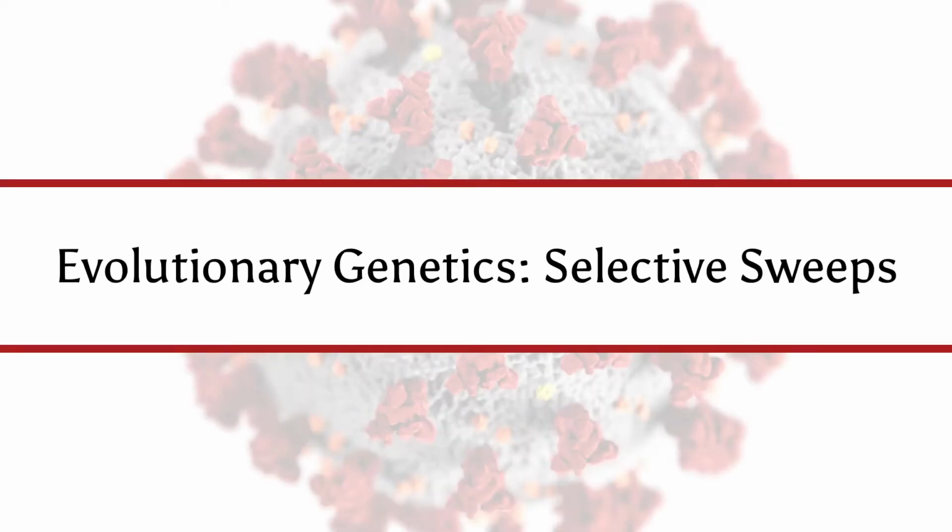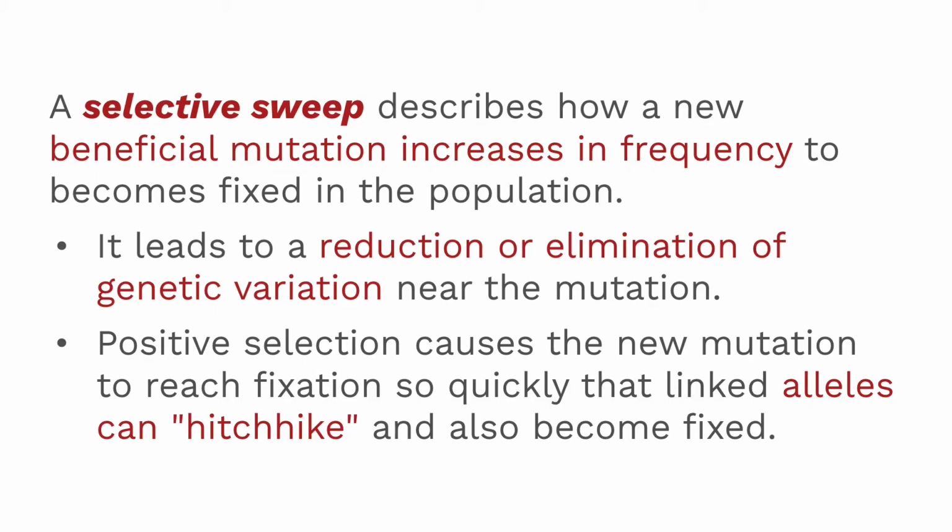So first up, selective sweeps. A selective sweep describes the classical way of how we thought that a beneficial mutation increased in frequency to become fixed in the population, meaning every single individual in the population has the variant. It might not be the only way that adaptation happens, but this is the traditional way of thinking about how this occurs.